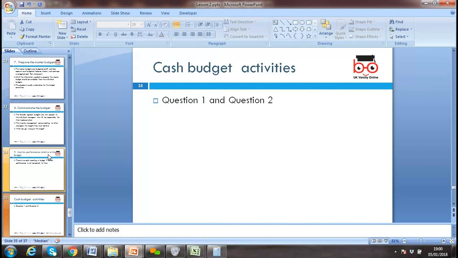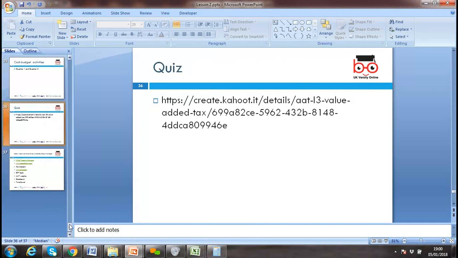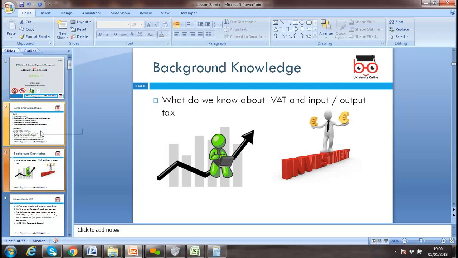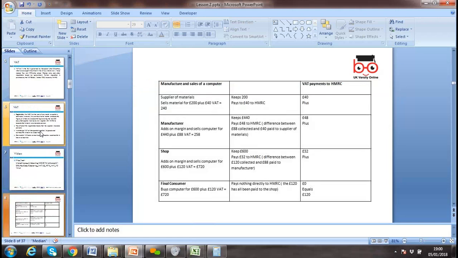So today we learned about the cash budget, and we discussed VAT, which is value added tax. We'll do some VAT calculations during our next lesson and the following lessons as well, and we'll include it within our assignments. I put an example in, maybe we skip it. If we buy material for 200 pounds, plus VAT that makes 240, so 40 is VAT. Then we manufacture it, and we add VAT again when we sell it, and we collect the VAT. We'll go through this example in full detail in the next lesson.